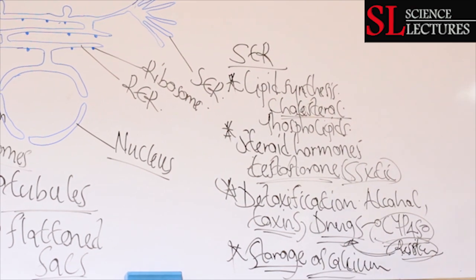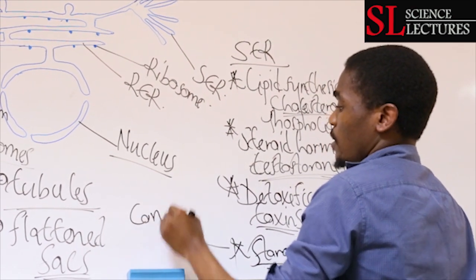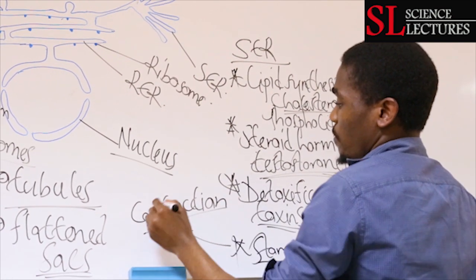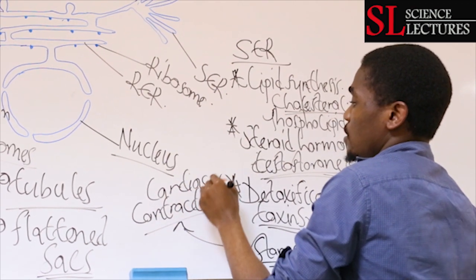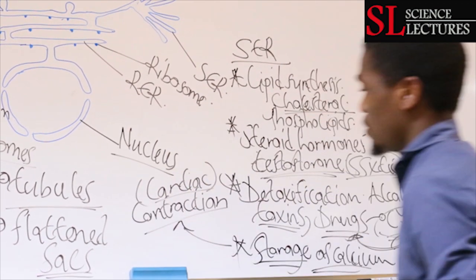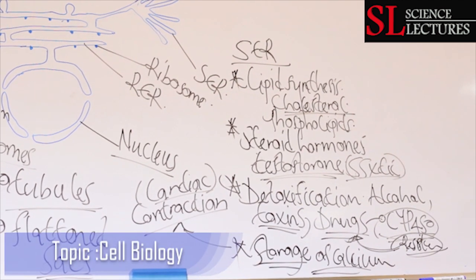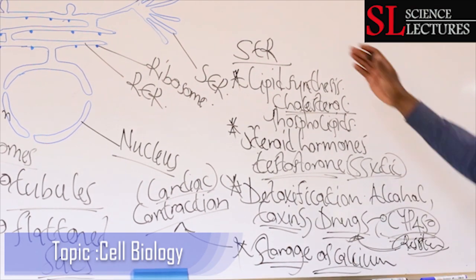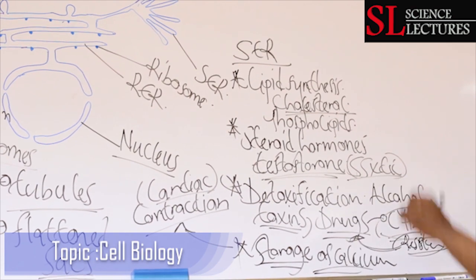Remember calcium ions, we need them for muscle contraction, for contraction of muscles in the body. Like the cardiac muscle, the heart muscle, needs lots and lots of calcium ions to pump blood, to generate those impulses for pumping blood to various parts of the body. So those are the functions of the smooth endoplasmic reticulum.